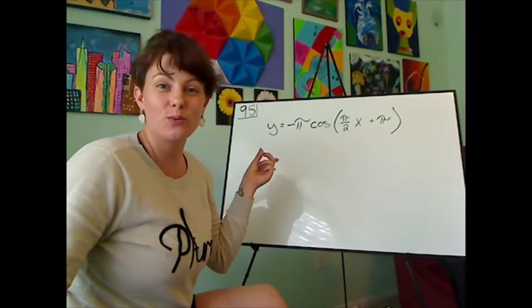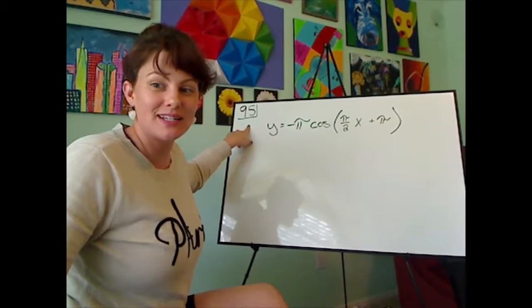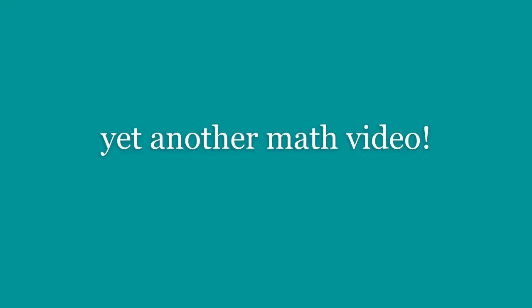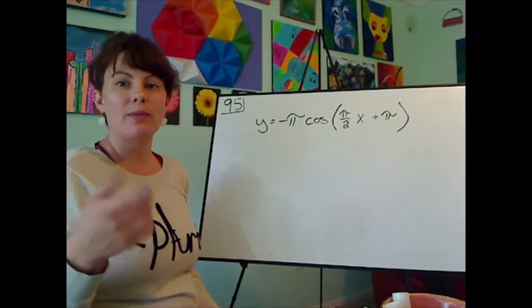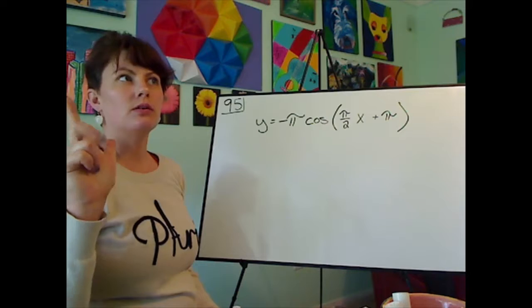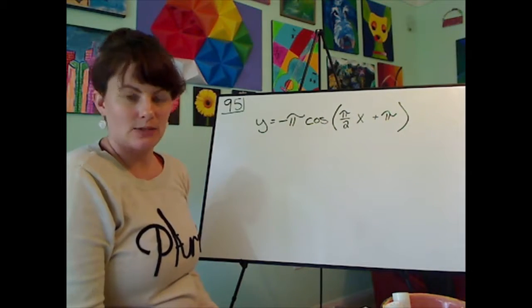In this video, we're going to talk about problem 95 from your Calculus AB BC Summer Review Packet. So this problem asks us to find amplitude, period, vertical shift, and horizontal shift. Maybe not in that order, but that's what it asks us to find.